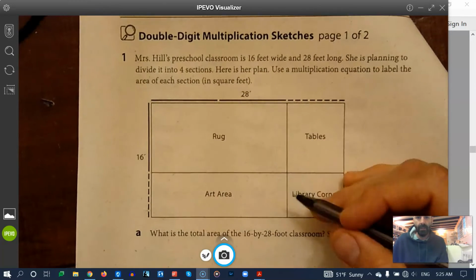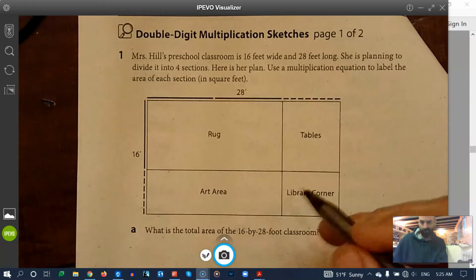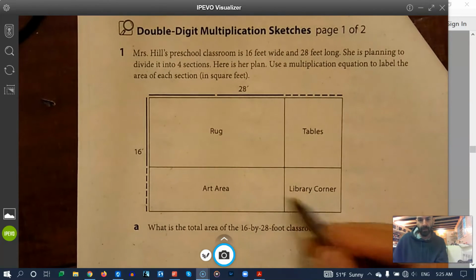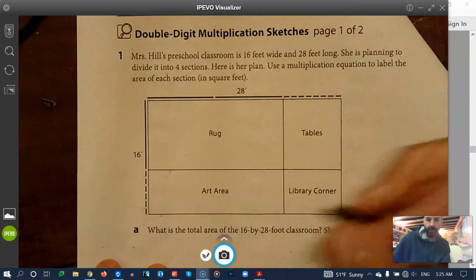Here is her plan. Use a multiplication equation to label the area of each section in square feet. All right, so first we're just wanting to write the equations in each section to know how long they are. Figure that out and then unpause.